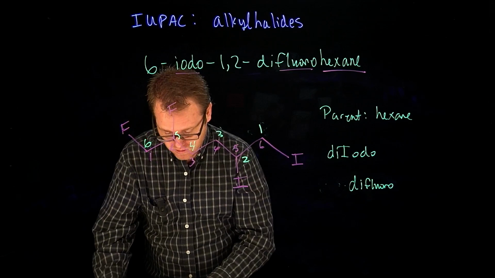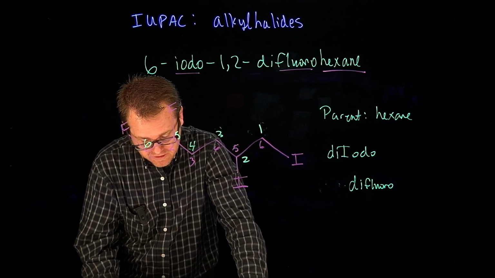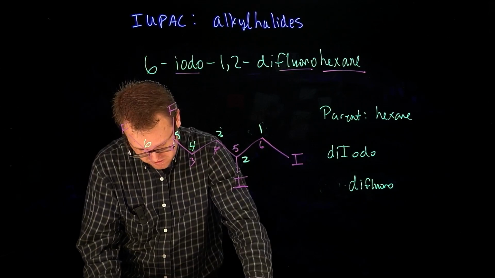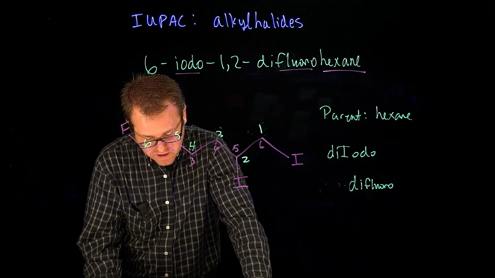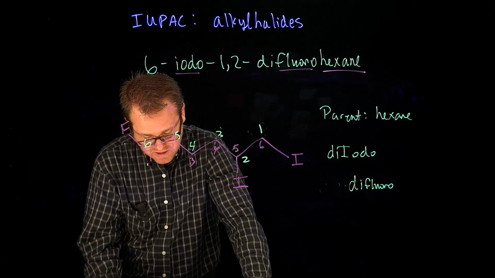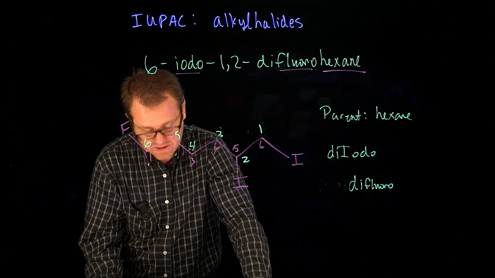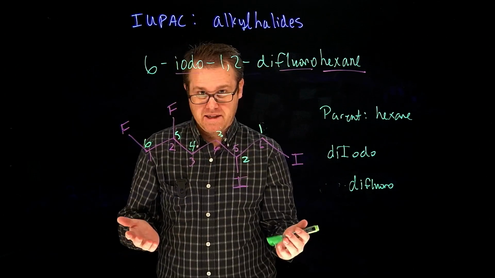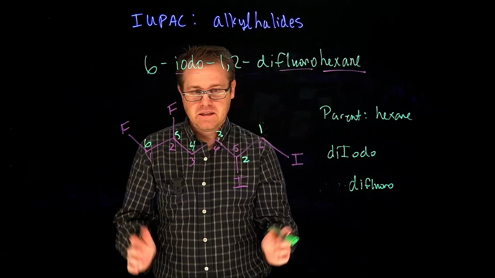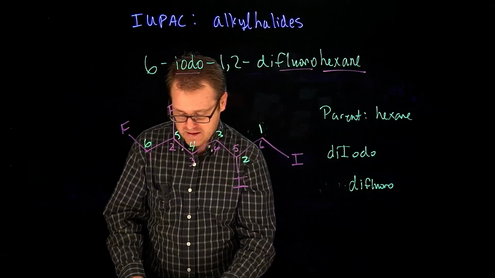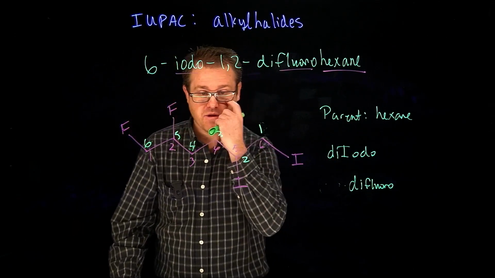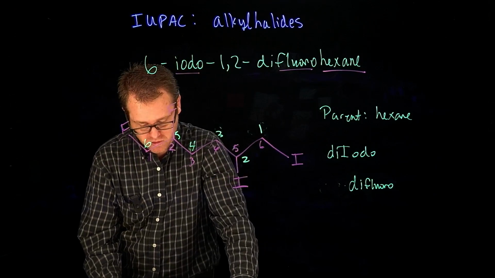So there's the third bullet point. If there is still a tie after looking at the second substituent, keep looking to break the tie by giving the lowest possible locator number to the next substituent encountered. There are no more substituents. So we still have a tie. That one didn't help us out. The third bullet point didn't help, so the fourth bullet point.